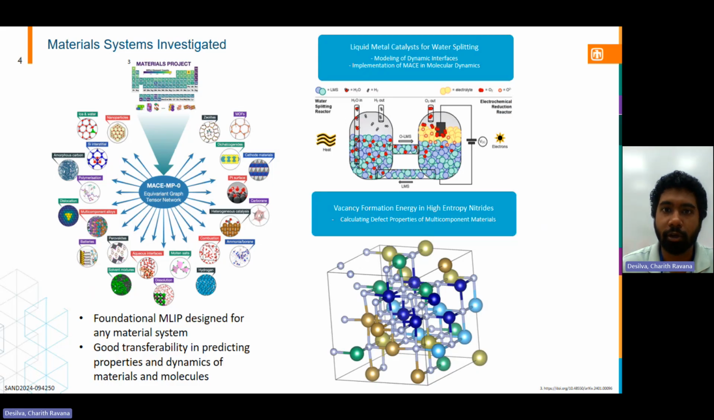The two systems we'll be looking at are liquid metal catalysts for water splitting, where we'll be modeling dynamic interfaces using molecular dynamics, and the vacancy formation energy in high entropy nitrides, so calculating defect properties of various multi-component materials.